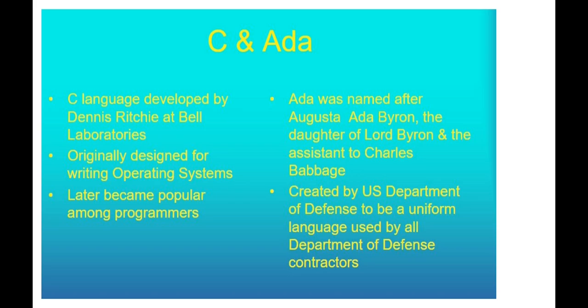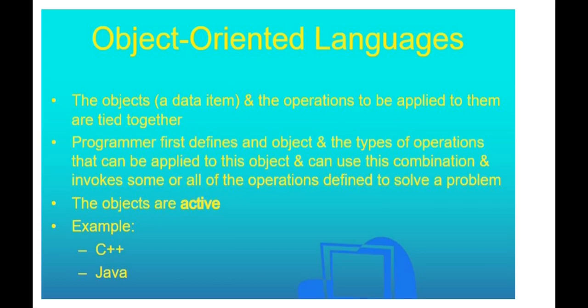So it is popular among programmers, but later on it developed into C++. And another language, Ada, was again created by the military and used for military applications. The next step was object-oriented languages. C++ and Java are a good example, but it's not only these two languages.